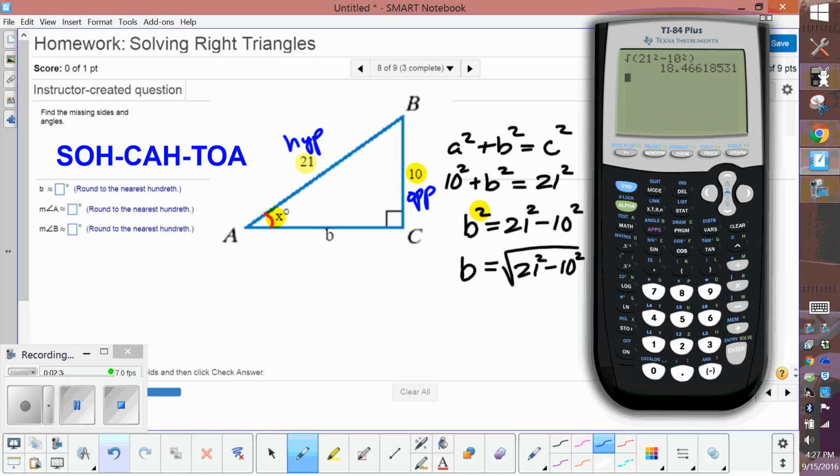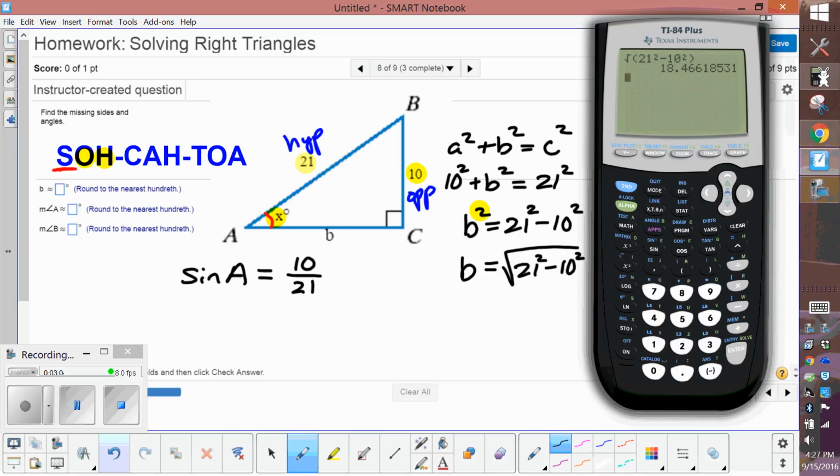All right, so looking up at my SOHCAHTOA trig acronym, the only one that deals with opposite and hypotenuse is sine. So this problem would be the sine of, I don't know what the angle measure is, I'm going to call it big A, is equal to opposite, which is 10, over hypotenuse, which is 21.